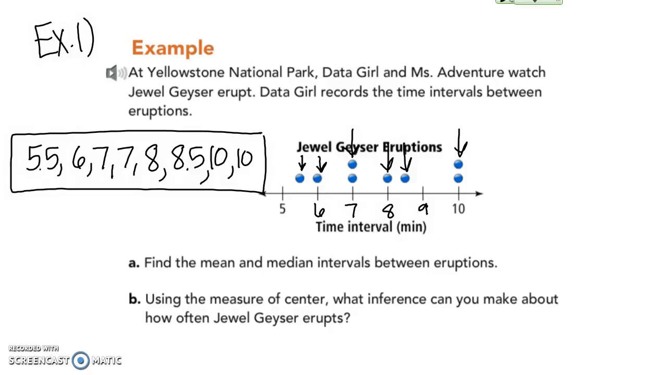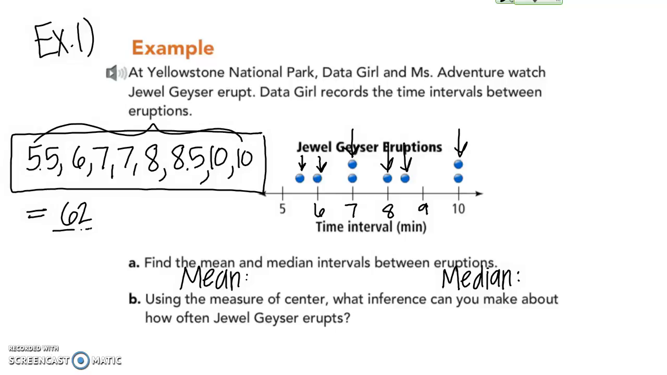And then for part A, they've asked us to find the mean and the median. We are going to do 5.5 plus 6 plus 7 plus 7 plus 8 plus 8.5 plus 10 plus 10. And that gave me 62. So I added all of these numbers together, and it gave me 62.